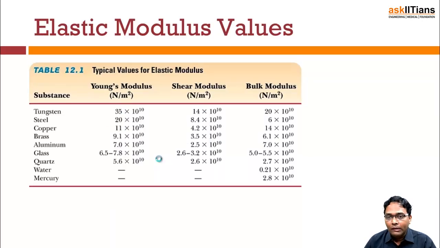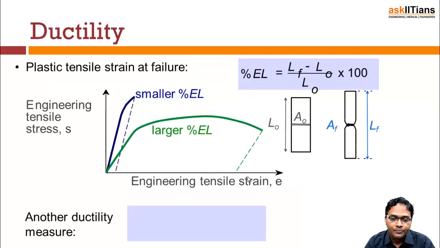Now the typical values of the elastic moduli go here. These are just for your information that tungsten has this value of Young's modulus, shear modulus is this, and bulk modulus is this, and similarly you can figure out for all the things. Mercury, because it exists in a liquid form, obviously has bulk modulus, it does not have the shape and size, so therefore we do not have the Young's modulus or the shear modulus, right? So these are the typical values that you have.